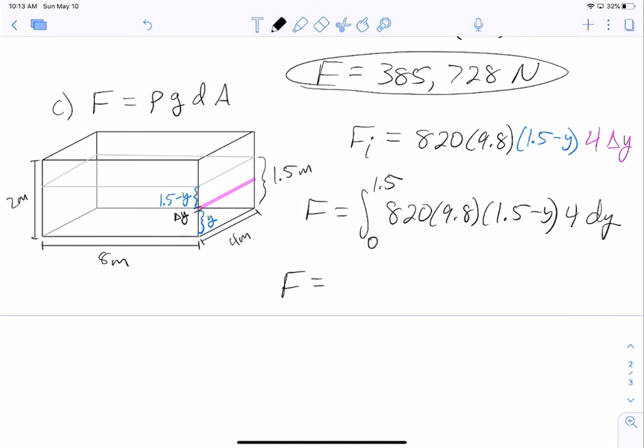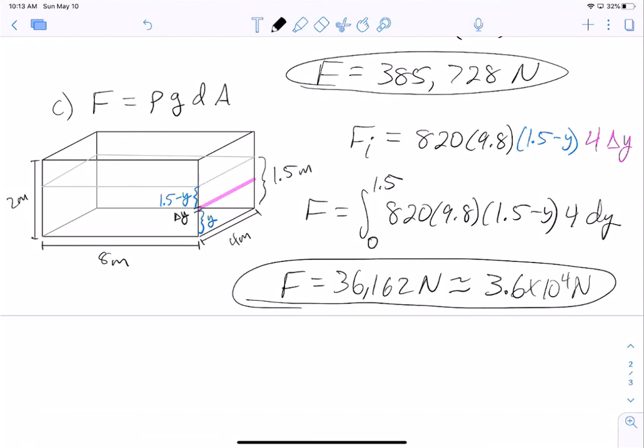Simplifying and computing this integral will give us 36,162 newtons for the force. We could also write that as about 3.6 times 10 to the 4th newtons. And I said about, so I should probably use a squiggly equal there. And that's going to be our answer. Take your pick. You can either give it in scientific notation or not.